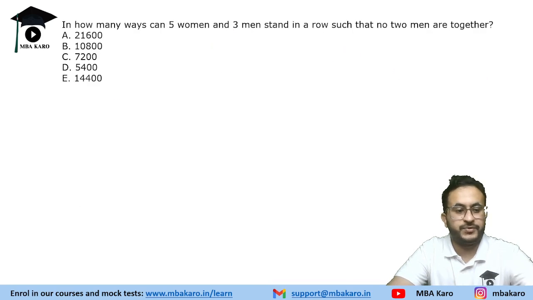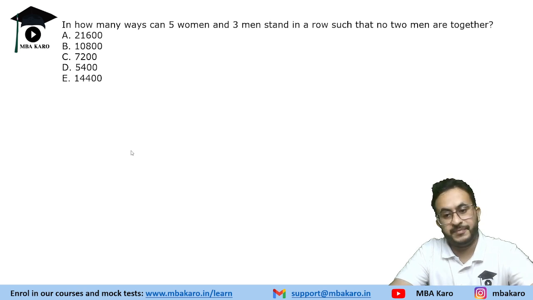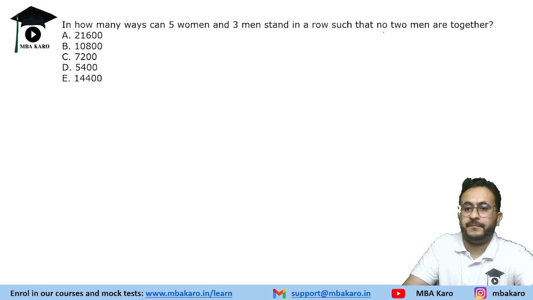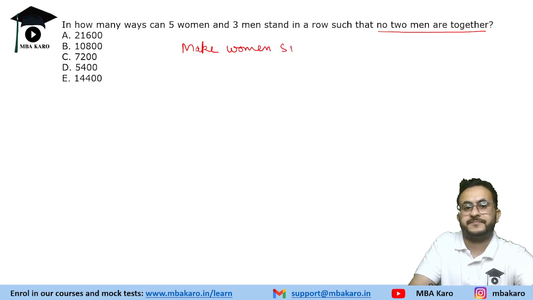Okay, let's see the next one. In how many ways can 5 women and 3 men stand in a row such that no 2 men are together? Okay, so this is a question based on separation. So first of all, men should not be together. So first of all, we will make women sit first.